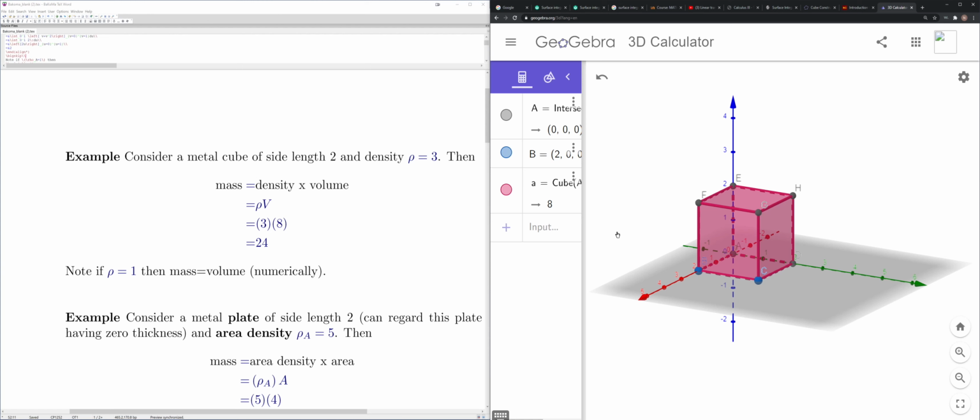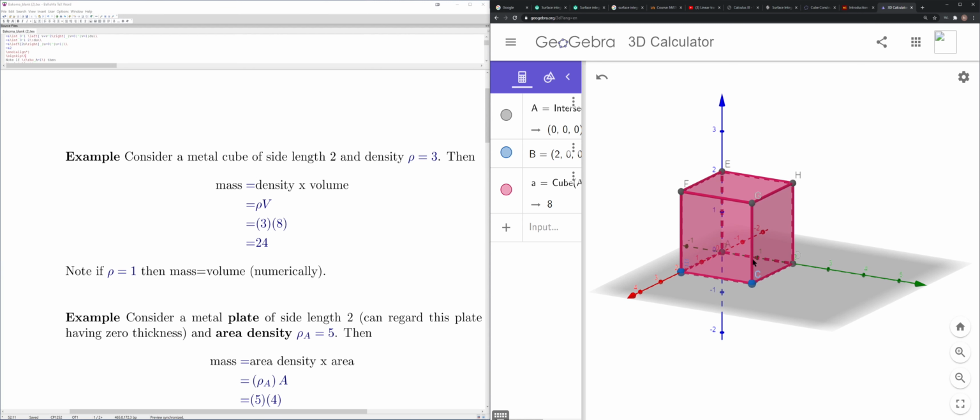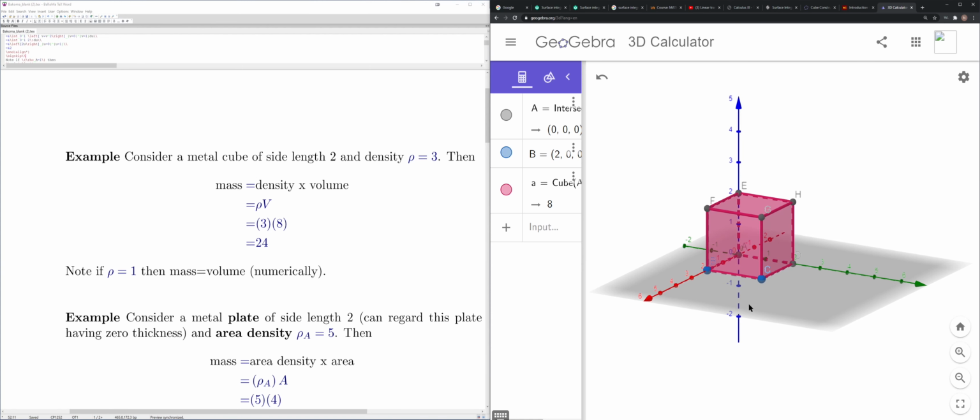All right, so this is a cube over here, and I'm saying that this is a metal cube, and for the sake of this example, it will have density 3. I'm not considering the units over here. Okay, so it has density 3. So what would be the mass of this metal cube if it has a constant density? What that means is that throughout the cube, at each point in the cube, your density is always equal to 3.